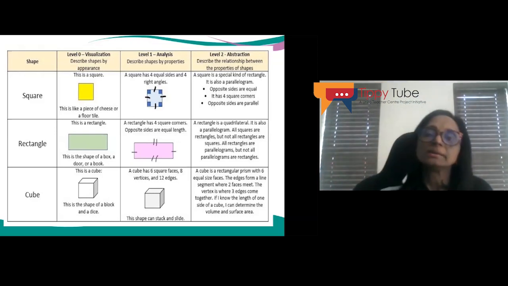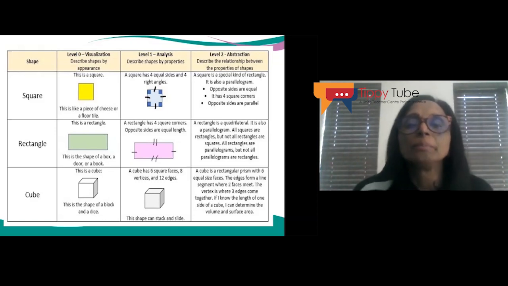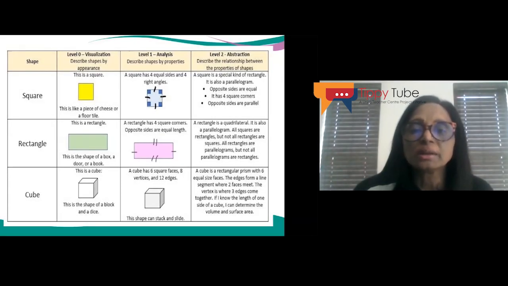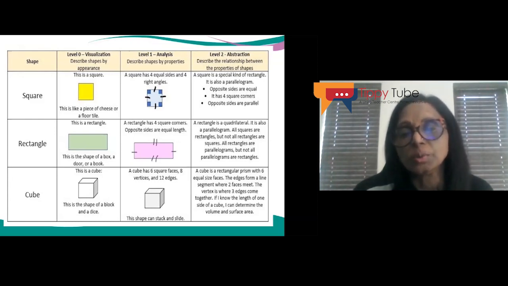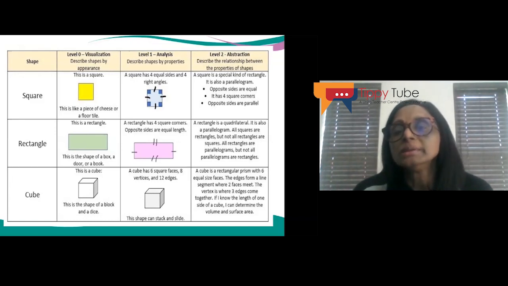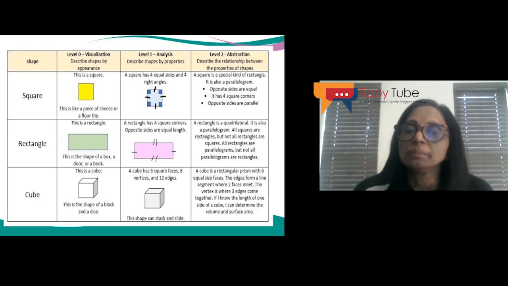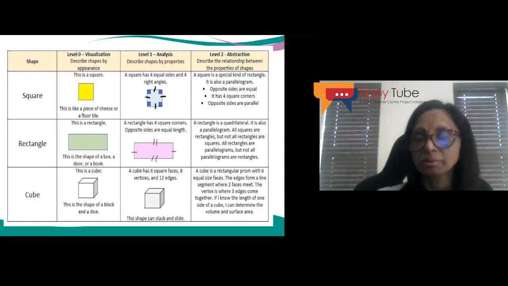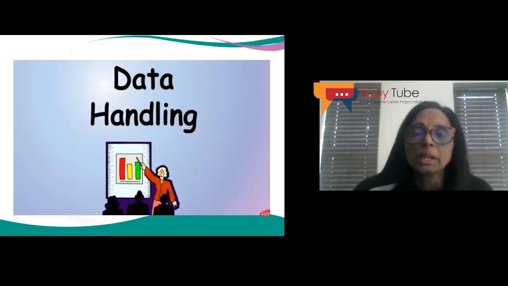In the analysis level, the learner would say, a square has 4 equal sides and 4 right angles. And in the analysis stage, for the rectangle, the learner would say, a rectangle has 4 square corners, opposite sides are equal. So the learner would give you the properties. In the abstraction level, the learner describes the relationship between the properties of shape. A square is a special kind of shape. It is a parallelogram. Opposite sides are equal. It has 4 corners, opposite sides are parallel, and so forth.